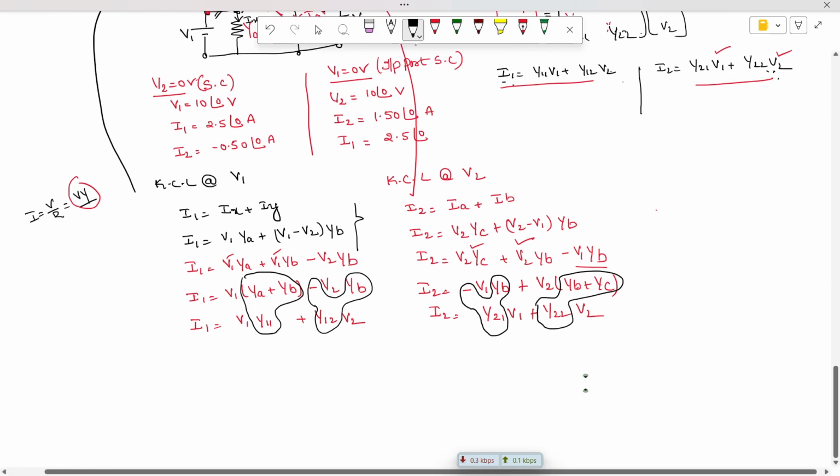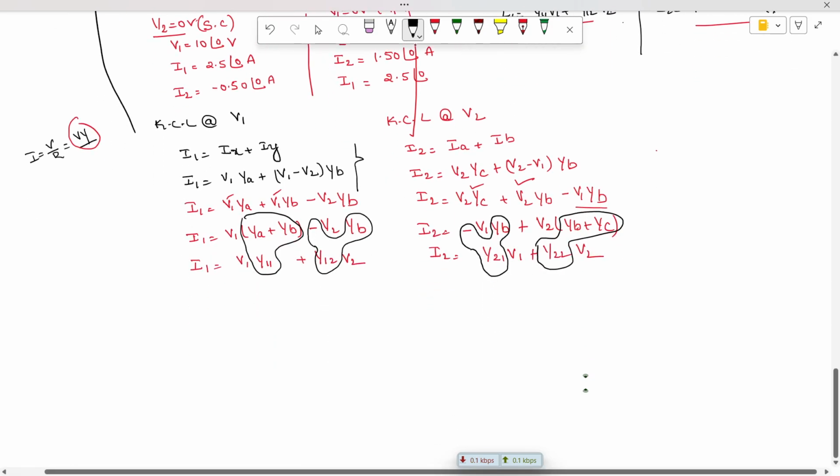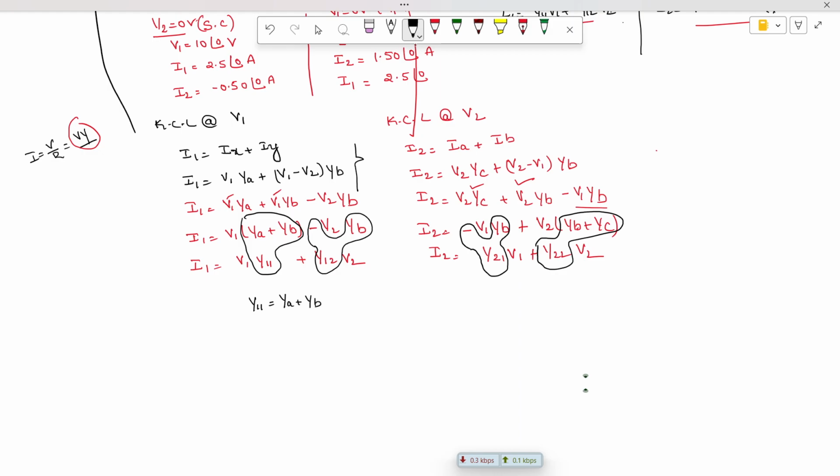Now let's write this in matrix form, so we can understand better. Y11 is equal to YA plus YB. Y12 is equal to minus YB. Let's write a little more so we can substitute the values.